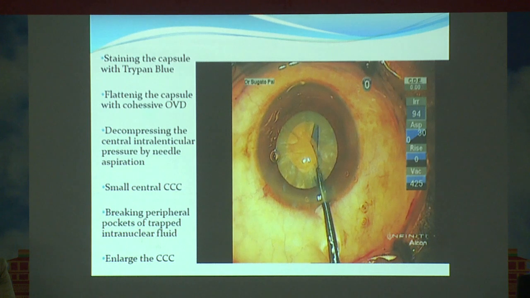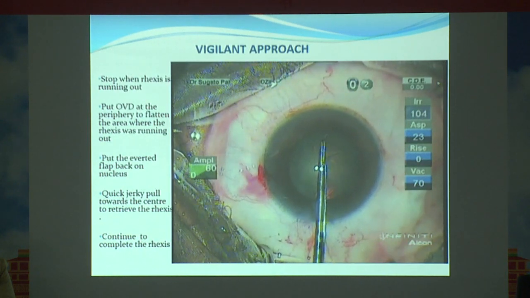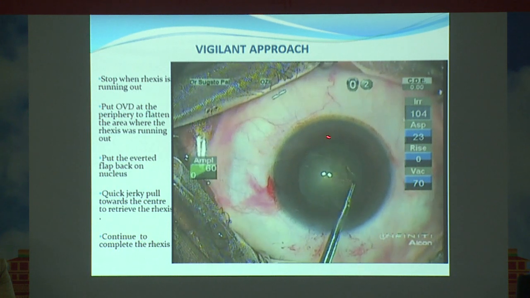Now if it goes out, so it's not a light, if you can put the light down please. Now you can see the rhexis is going out there. It has gone out there.